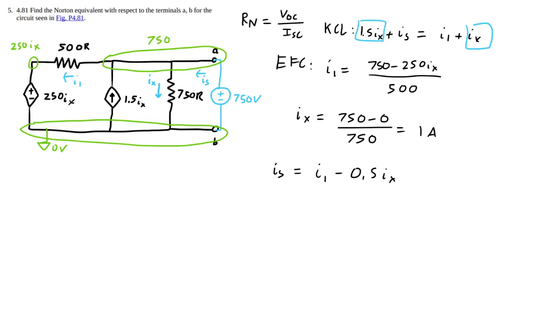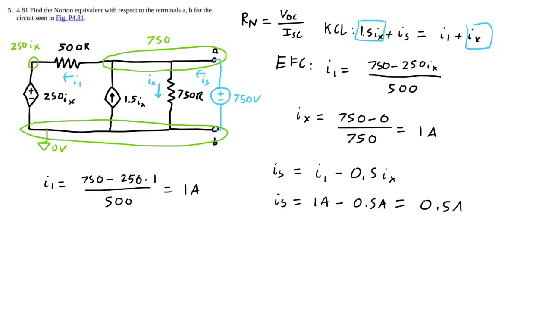Okay, so I1 is going to be 750 minus 250 times 1 over 500. So 500 over 500 is 1. So Is is going to be 1 amp minus 500 milliamps, so half an amp. 0.5 amps, which means the Is is half an amp.